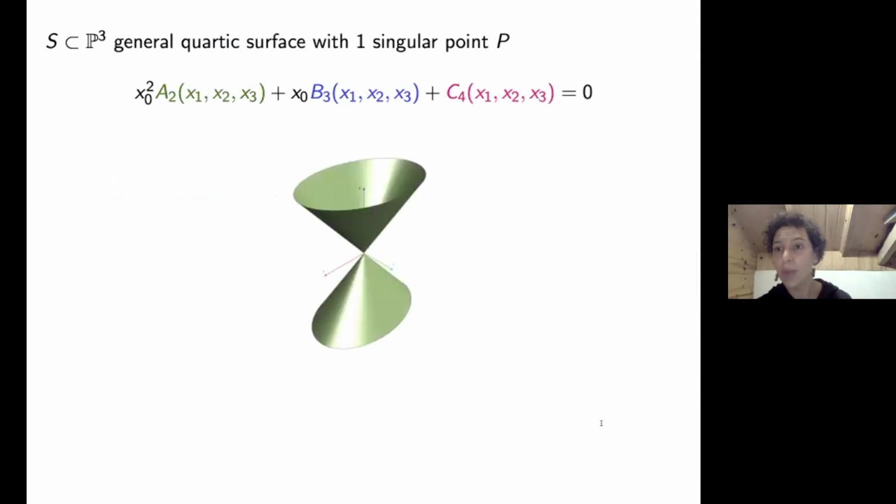So let's drop the smoothness condition, and let's take, say, a quartic hypersurface in P3 with one singular point, like a general one. I pick generic coefficients. So this is the generic equation of such a quartic hypersurface. It has a singular point that locally looks like the vertex of this cone in green. So this cone in green is what we call the tangent cone to the surface at the singular point. So this is given by the equation A2 in green.